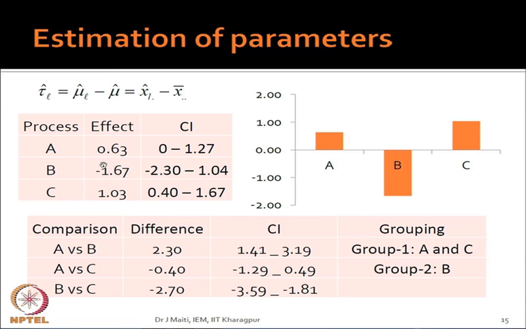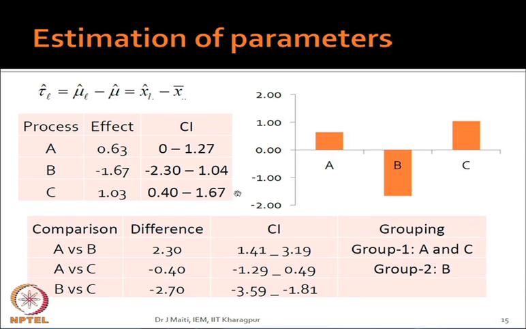Okay. Then using the formulation, we have found the confidence interval, that is 100 into 1 minus alpha percent CI, where alpha is 0.05. See what value you are getting for A: it is 0 to 1.27. That means almost 0, it includes 0, that means almost no effect. The second one is minus 2.30 to 1.04. The third one is 0.40 to 1.67. That is the confidence interval for the individual effects.